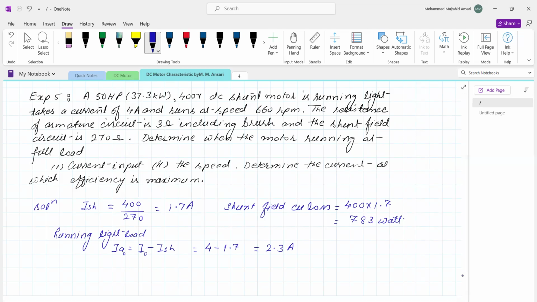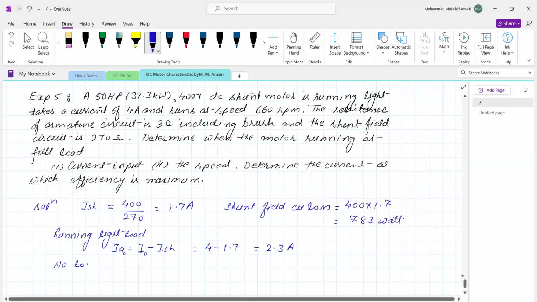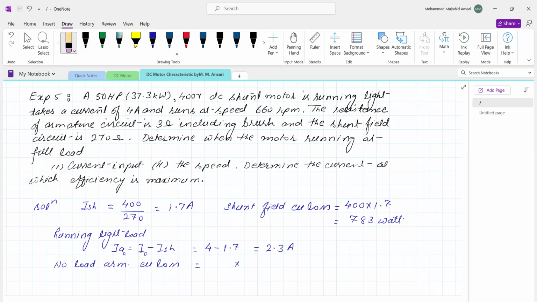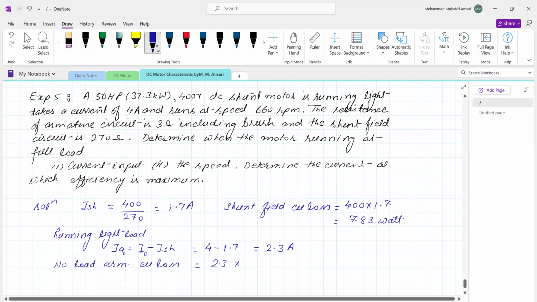So now the no load armature Cu loss is equal to the armature current 2.3 squared multiplied by the resistance of 0.3 ohm, and it comes around 1.5 watt. So it is very negligible.